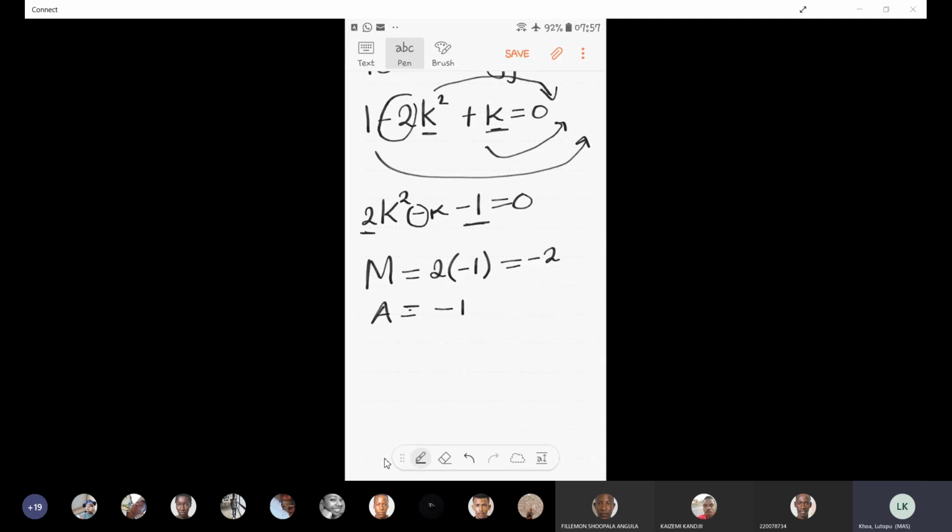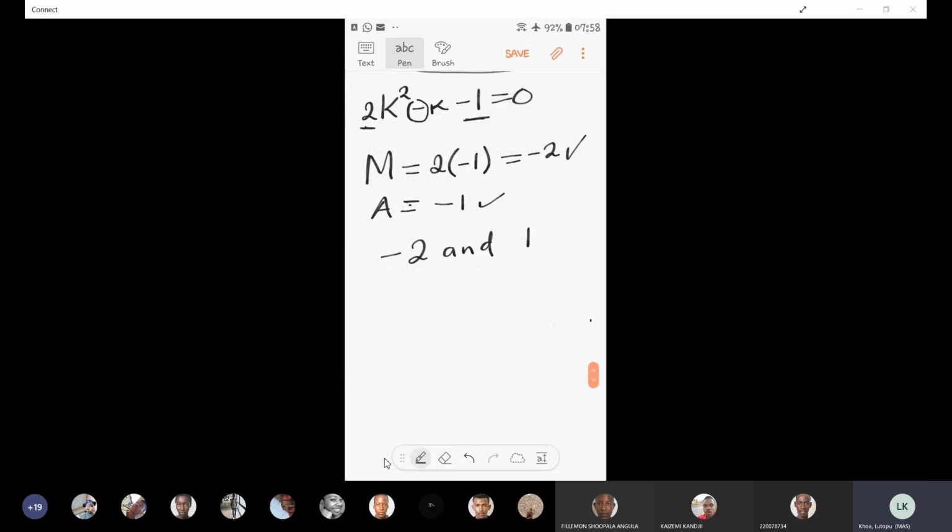Right, so two numbers that when we multiply them, the answer is minus 2, and when we add them, the answer is minus 1. Those two numbers are negative 2 and positive 1. When I multiply these two, the answer is minus 2, and when I add them, the answer is minus 1. Then I factorize here. We open our brackets and equate this to 0. You put the variable you were using, so here I was using k. Then I put the two numbers inside the brackets. It doesn't matter which one comes first.